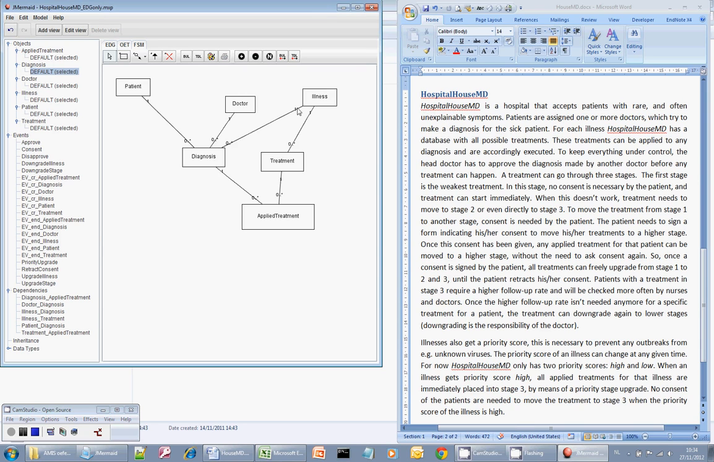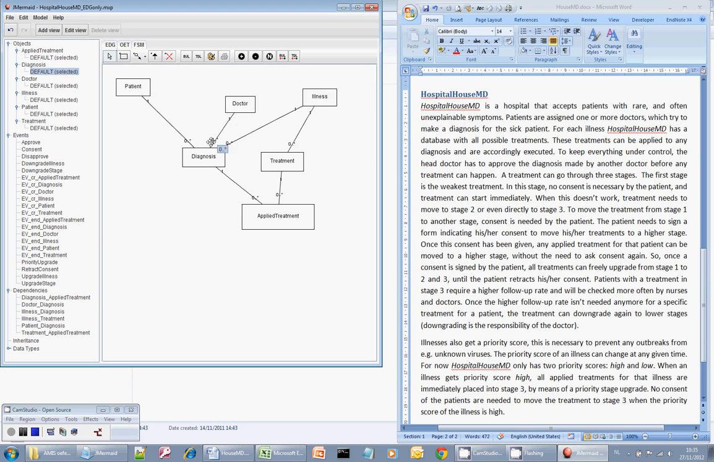First thing we do is we try to understand the class diagram based on the text. The text is the following: HospitalHouseMD is a hospital that accepts patients with rare and often unexplained symptoms. Patients are assigned one or more doctors, which try to make a diagnosis for the sick patient. So we find here our patients, our doctors. Patients are assigned to doctors. We don't see an assignment link between patients and doctors, but the doctors pose diagnosis, and so in this way we have an indirect link between patients and doctors.